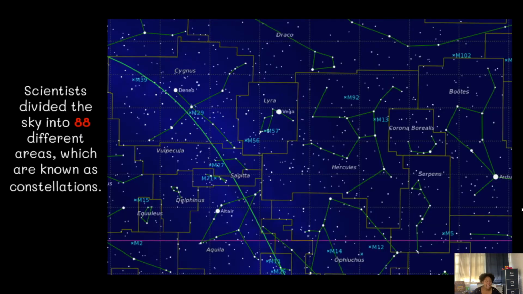Scientists divided the sky into 88 different areas. How they did this, I have not a clue, but they divided the sky up, and these areas that they divided it into are known as constellations.